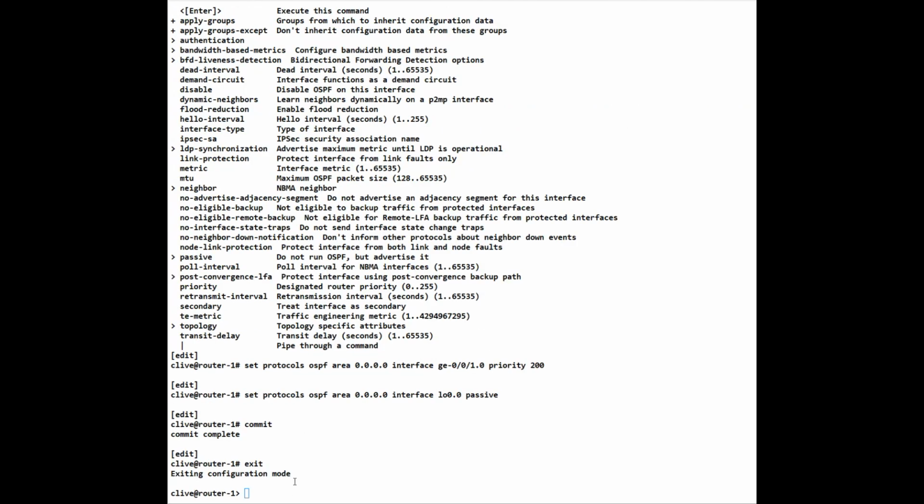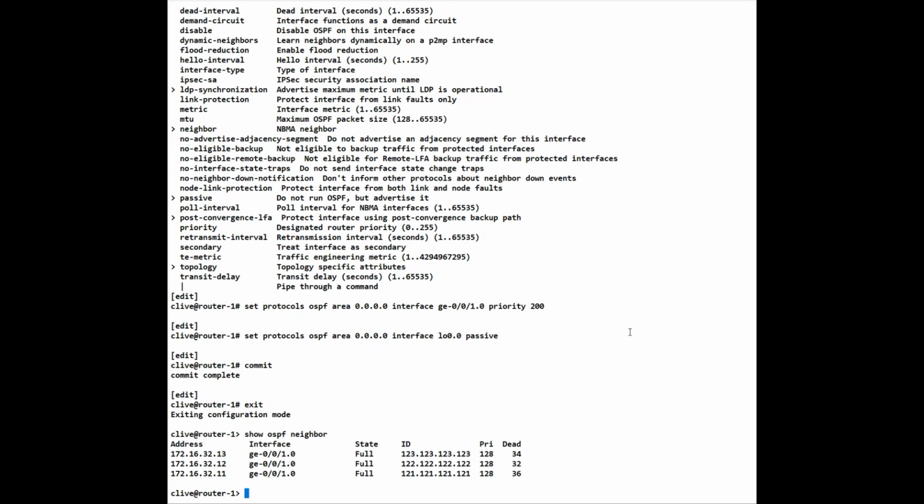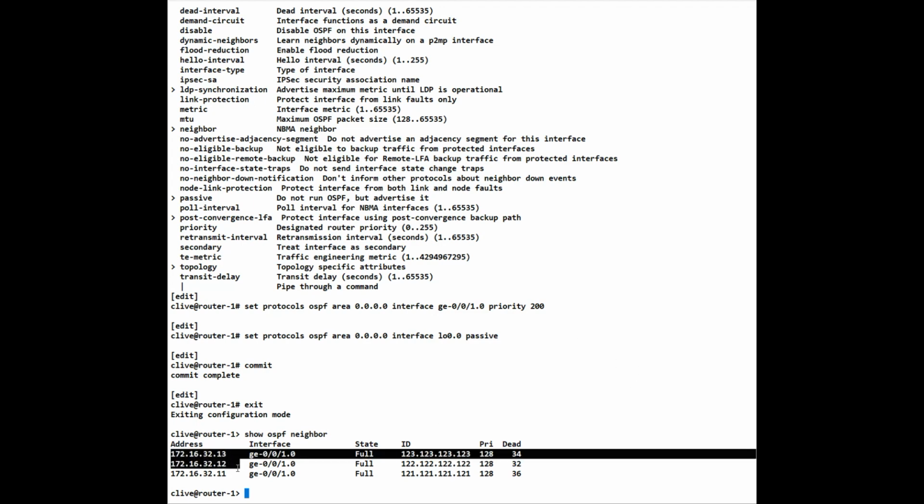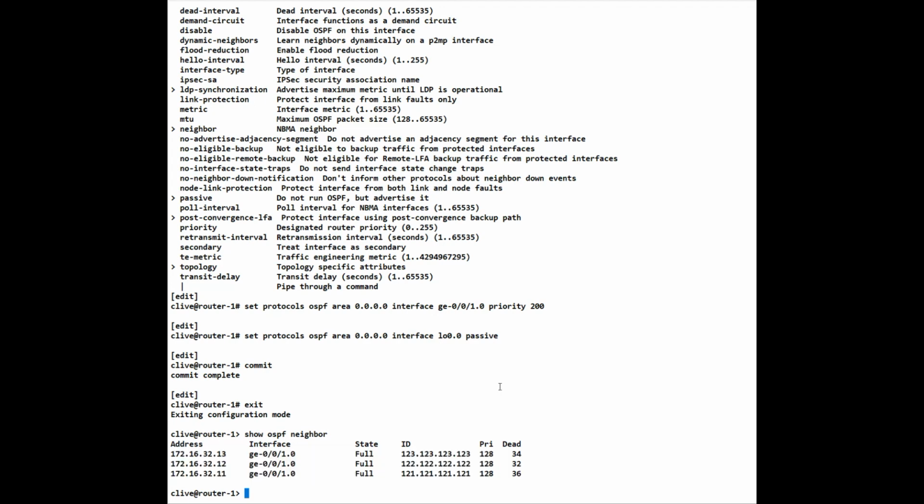So we're back on router 1. I've used the exit command to go back to operational mode from configuration mode. The first thing to do is let's have a look at the neighbors. Show OSPF neighbors. Now we can use extensive detailed commands, but we're just going to do the basic one for the moment because I want to explain something. Here we see the full state on all our neighbors. Now do you remember that we said that a neighborship will only be formed with a DR or a BDR.